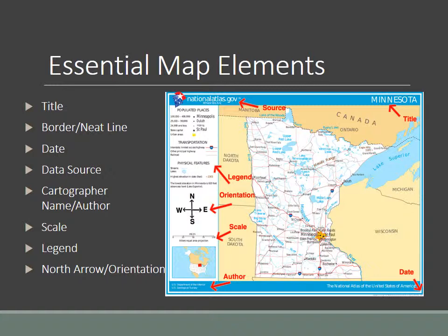Some companies have rules regarding whether your name can appear on a map. If so, a company logo may be a good substitute. Some kind of indicator of who owns the map is just good cartographic practice. We will look at scale, legend, and North Arrow in more detail.